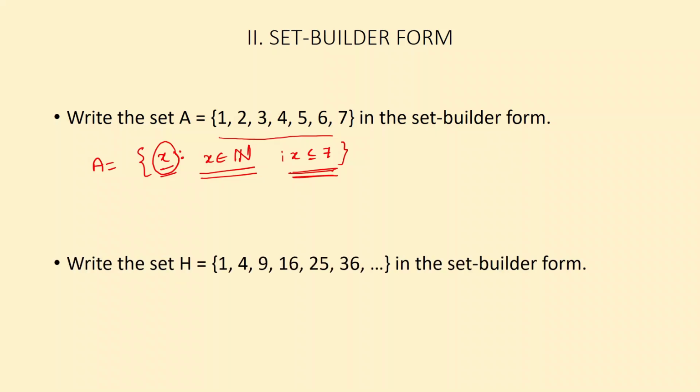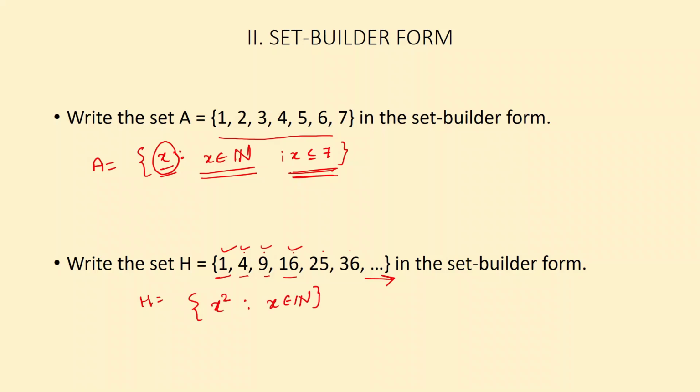Let's take up another example. The set H, let's first observe the pattern. It is 1, 4, 9, 16, 25. So the pattern here is that these are the squares of natural numbers. So this is 1 square, this is 2 square, this is 3 square, this is 4 square, 5 square, 6 square, and so on. So this is going to infinity, it is not ending, okay? So H is the set of all those x squared where x belongs to natural numbers, and that's it.